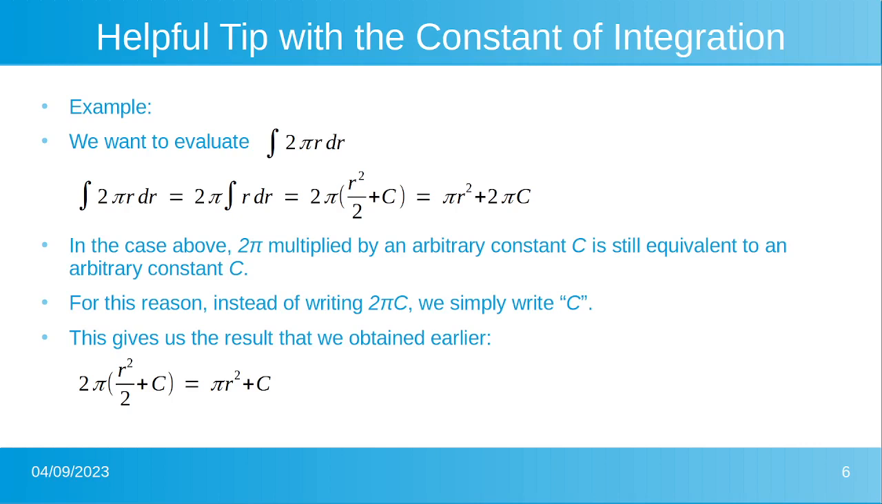So in this case, 2 pi multiplied by an arbitrary constant c is still equivalent to some arbitrary constant c. Because they're the same, instead of writing 2 pi c, we simply write c. And this gives us the result that we obtained earlier: 2 pi multiplied by the antiderivative, r squared over 2 plus c. We write that as pi r squared plus c.